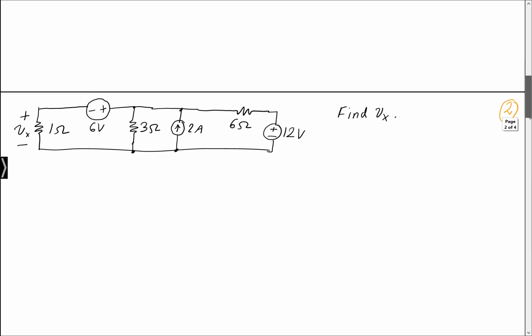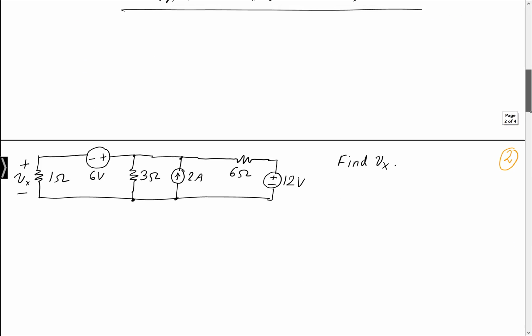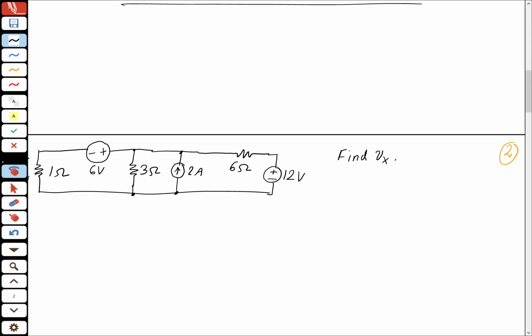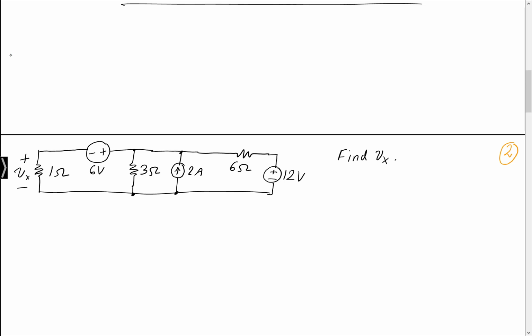Okay, so here's another circuit. Again, look at it. There are 3 sources, 2 voltage sources, and you see 1 current source. So let's apply source transformation to find Vx. That's what we're being asked to do, to find Vx. So let's do that. Now, how do we suppose we do that?